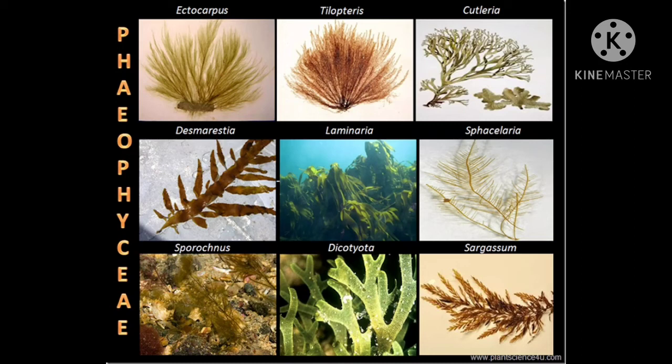You have to remember the names: chlorophyll pigments A and C are present, and fucoxanthin is present. Laminarin and mannitol are present as the food storage material. These are the important points which you have to remember about the Phaeophyceae.